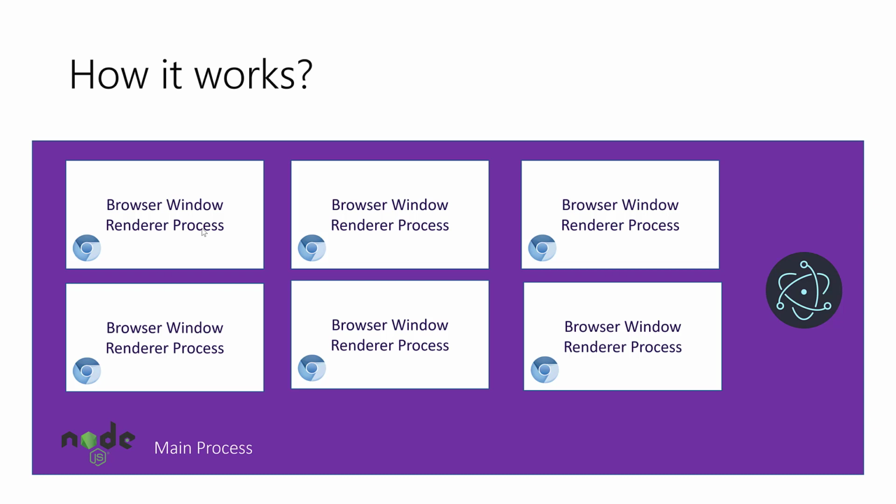So in the Electron case, each window is running here with its renderer process. When it needs to talk to the operating system, the renderer process communicates with the main process. In turn, the main process communicates with the operating system and retrieves the results back to the renderer process. We will also see within this course how we can implement the communication between those processes themselves. This is a general idea about how the Electron app works.